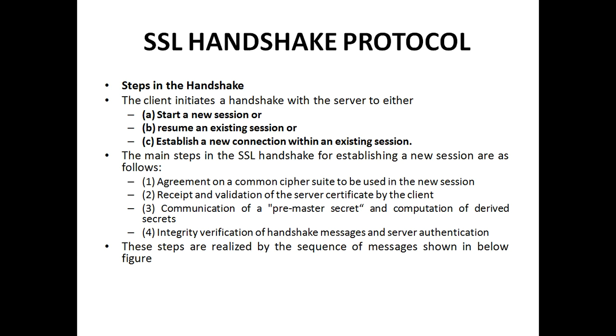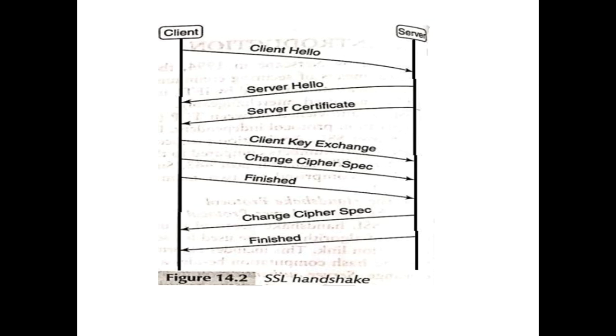First, agreement on a common cipher suite to be used in the new session; receipt and validation of a server certificate by the client; communication of a pre-master secret and computation of derived secrets; integrity verification of handshake messages and server authentication. So these are the main 4 steps we follow in the SSL handshake for establishing a new session. These steps are realized by the sequence of messages shown in the following figure.